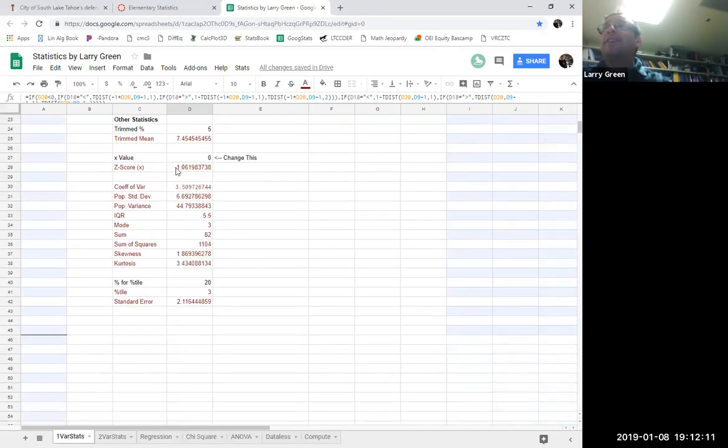Okay, so the z-score is also important. So this is one of my favorites. I got a 1,470 score on my SAT when I took it. My daughter took the SAT, and she got 2,050. Can you tell me who did better?